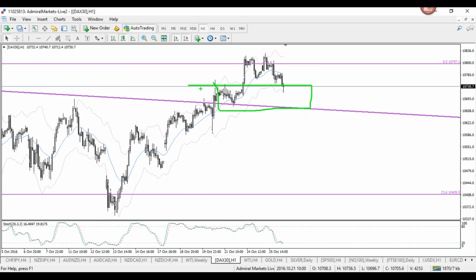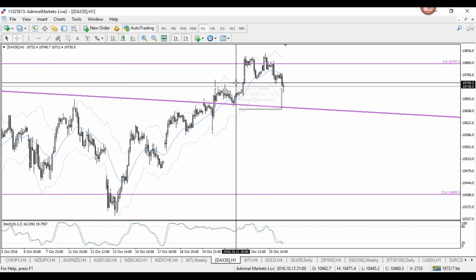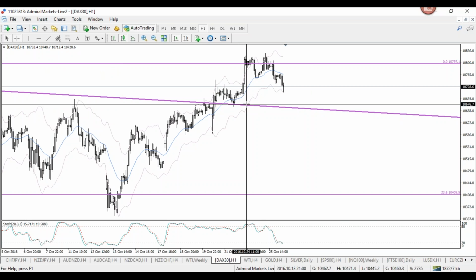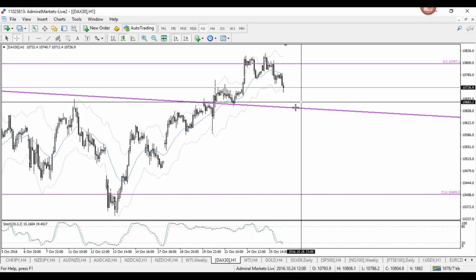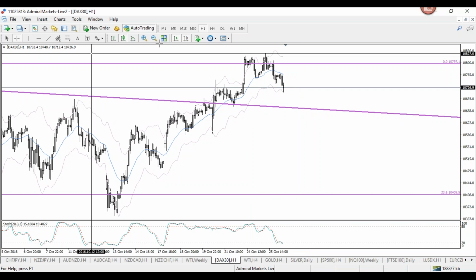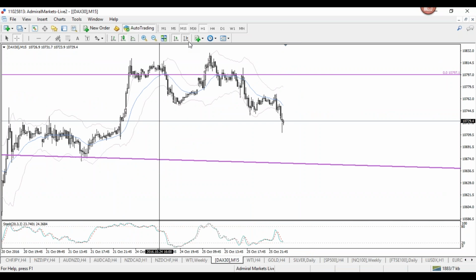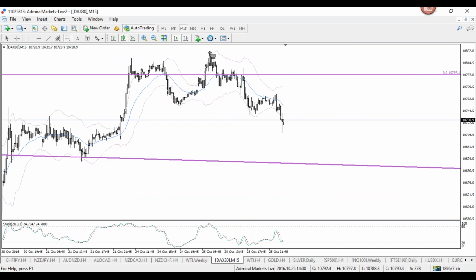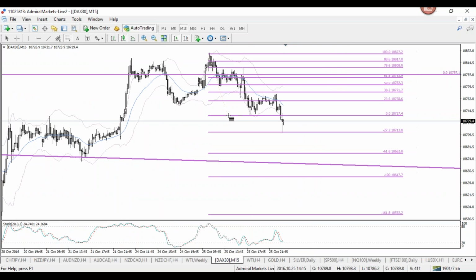Somewhere in here between 10,740 and 10,675, the broken trend line basically, it could be a bouncing spot. At this moment, a zigzag seems to be taking place. The price has hit the minus 272 target, and I think it could get to the minus 61.8 target.